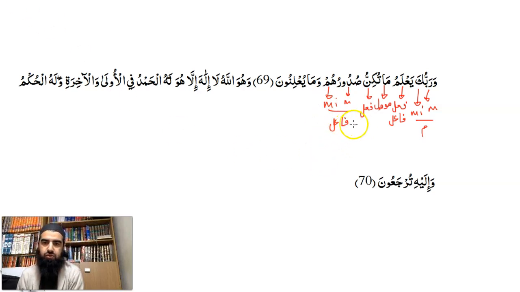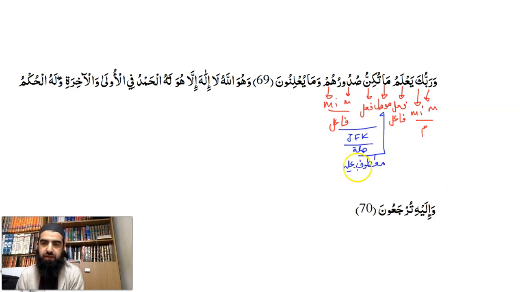Ma tukinnu suduruhum. So the fi'l plus the fa'il, all that together becomes the jumla fi'liya khabariya, which becomes the sila of ma. Mawsul plus sila becomes the ma'tuf alayhi. And then you've got ma, which is the ataf. Ma is the mawsul, yu'lin is fi'l plus the fa'il, and then you've got the jumla fi'liya khabariya.